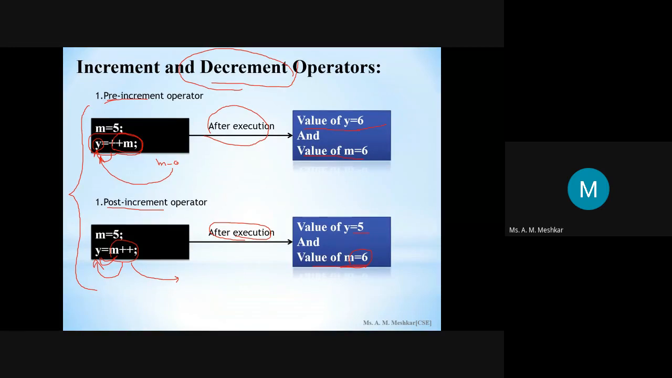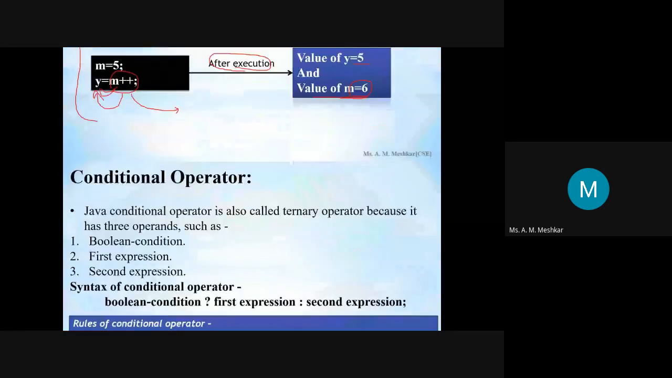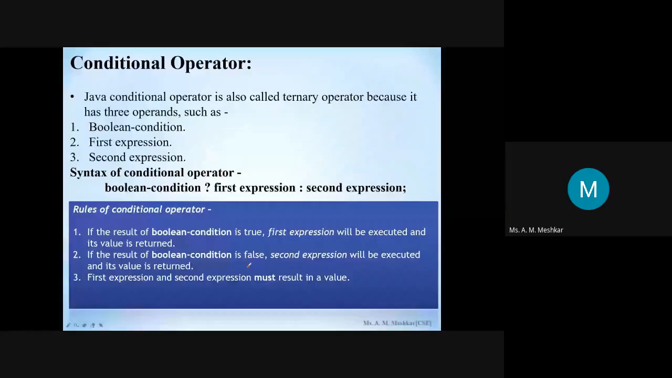Then comes the conditional operator. So Java conditional operator, which is also known as the ternary operator. Okay, it is kind of using three expressions. See here, this is the syntax of the conditional operator. So what do we write here? It is basically using these two symbols, question mark and colon. Okay, so here comes first expression, here comes second, and here comes the third expression.